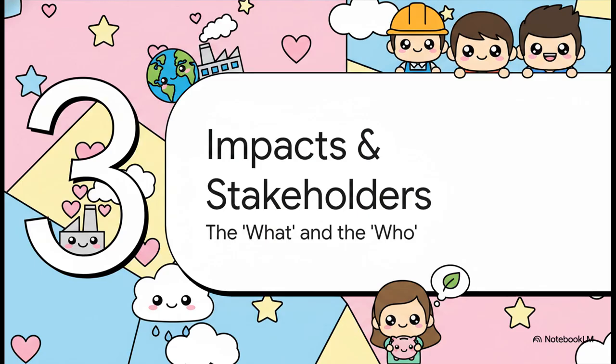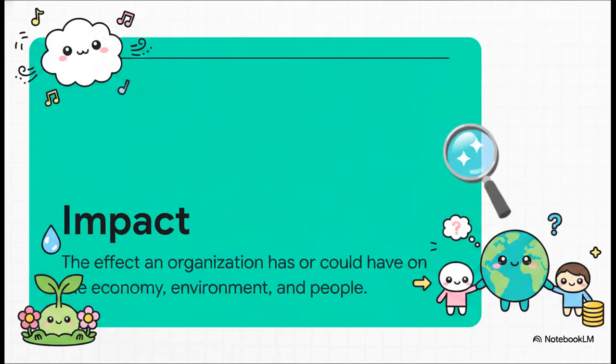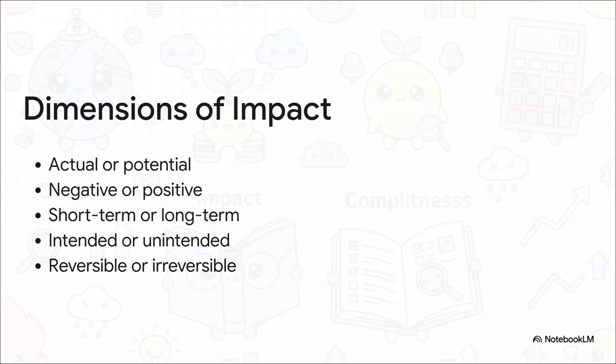First things first, let's tackle the what and the who. What exactly are these effects we're talking about, and who is actually being affected? This is all about impacts and their stakeholders. So the GRI standards are super clear about what an impact is. It's the effect an organization has or even could have on the world. A key thing to notice here is that it's not just about what's happening right now, it's also about potential future effects. And it's not just a company's direct actions, but the impacts created through its entire web of business relationships too.